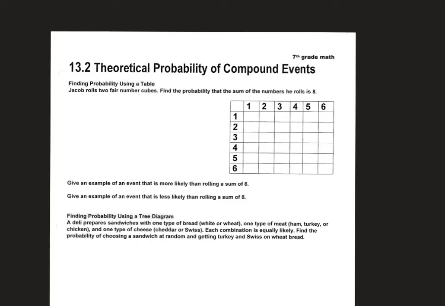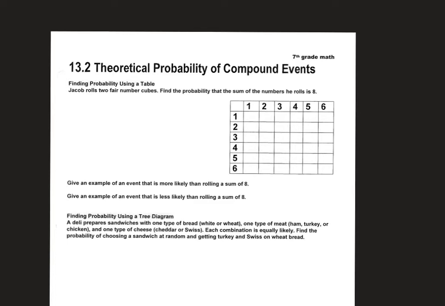Okay, lesson 13.2 is theoretical probability of compound events. And again, compound events, just like in experimental probability, is more than one event. So we're going to find the probability using a table. Jacob rolls 2 fair number cubes. Find the probability that the sum of the numbers he rolls is 8.